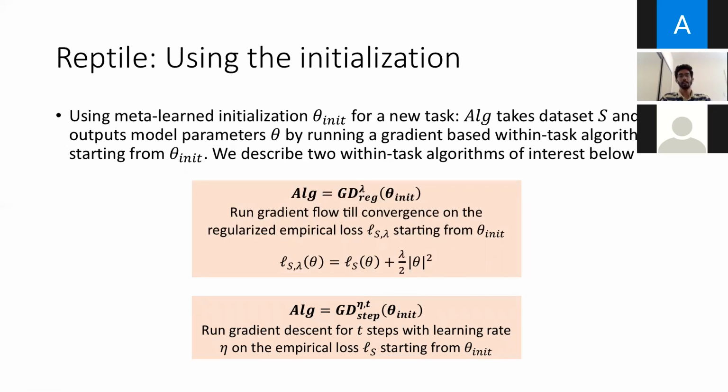And note that other algorithms like stochastic gradient descent, one pass SGD, are, at least in the convex case, very similar to this regularized gradient descent algorithm.